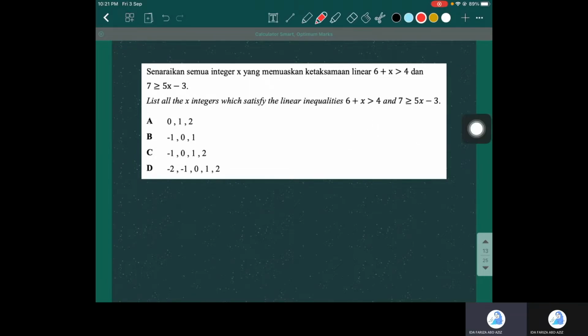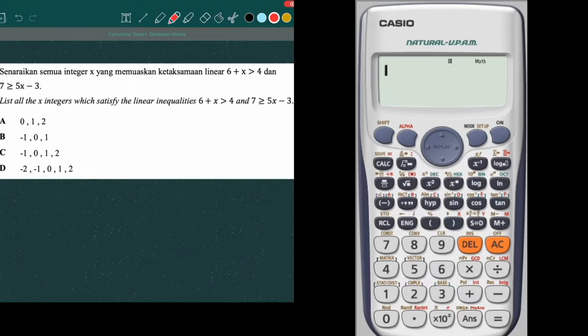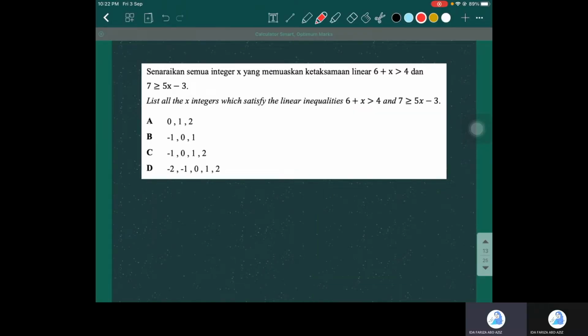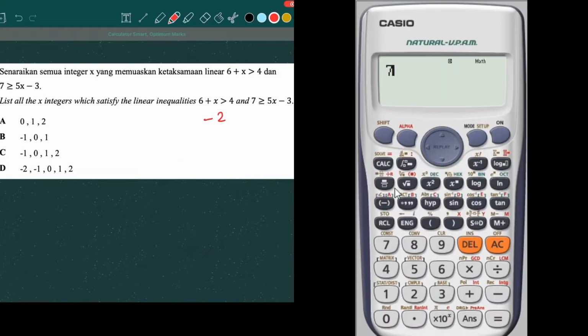Okay, macam mana kita nak buat? So kita akan masukkan 6 plus x. Okay, and then equal tu kena tekan shift alpha. And okay, so then tekan shift solve. So kita dapat negative 2. Okay, kita dapat negative 2. I tulis jawapan negative 2. Okay, untuk yang lagi satu, 7 equal 5x minus 3. Okay, so I dapat tekan shift solve. Okay, I dapat 2. Alright.